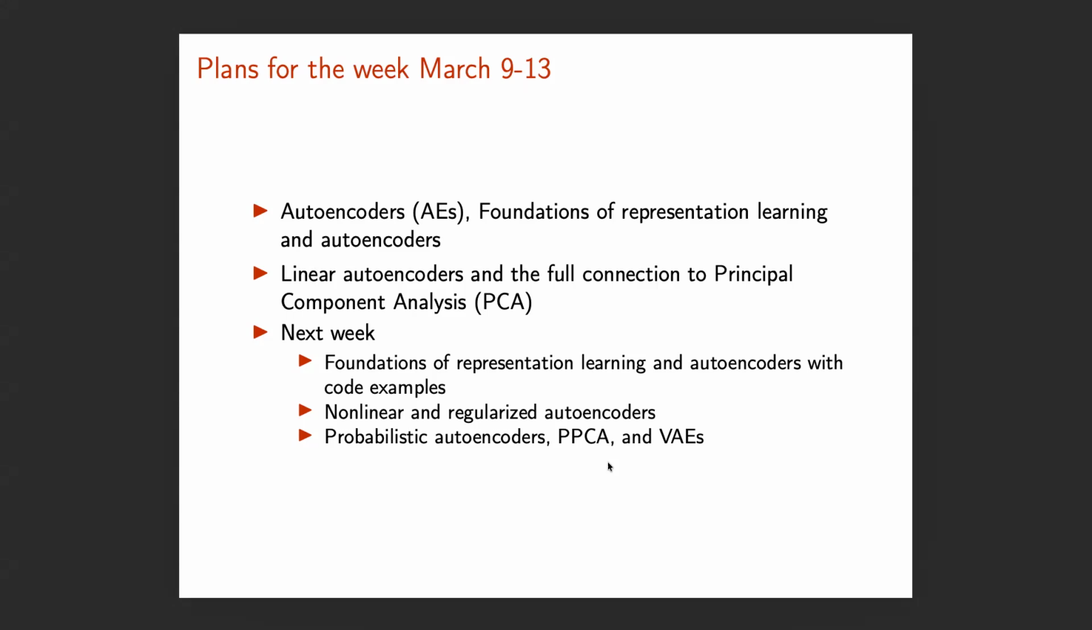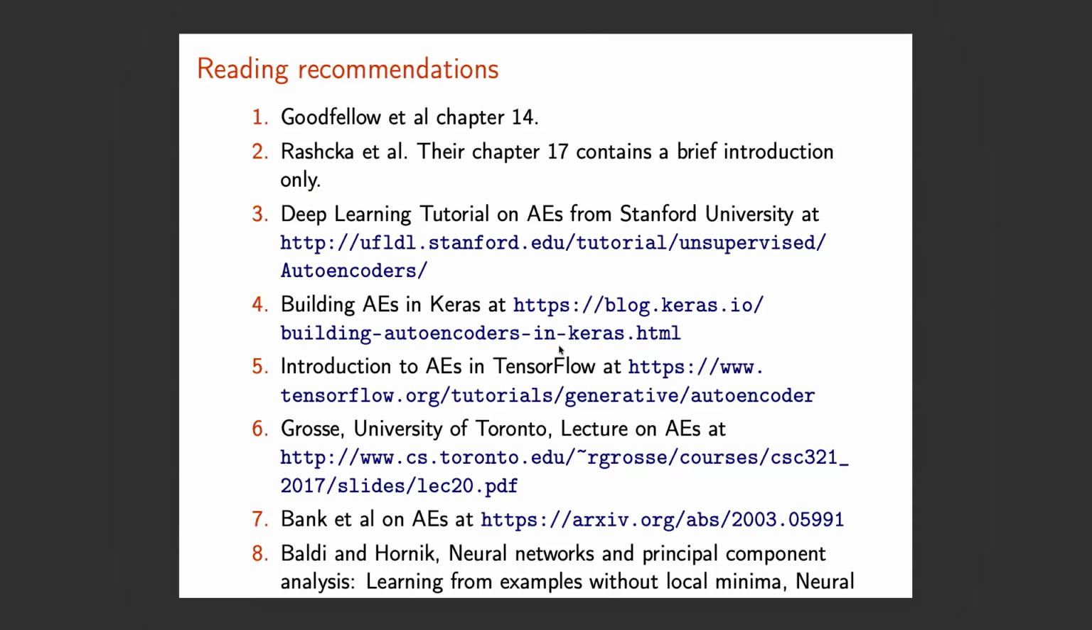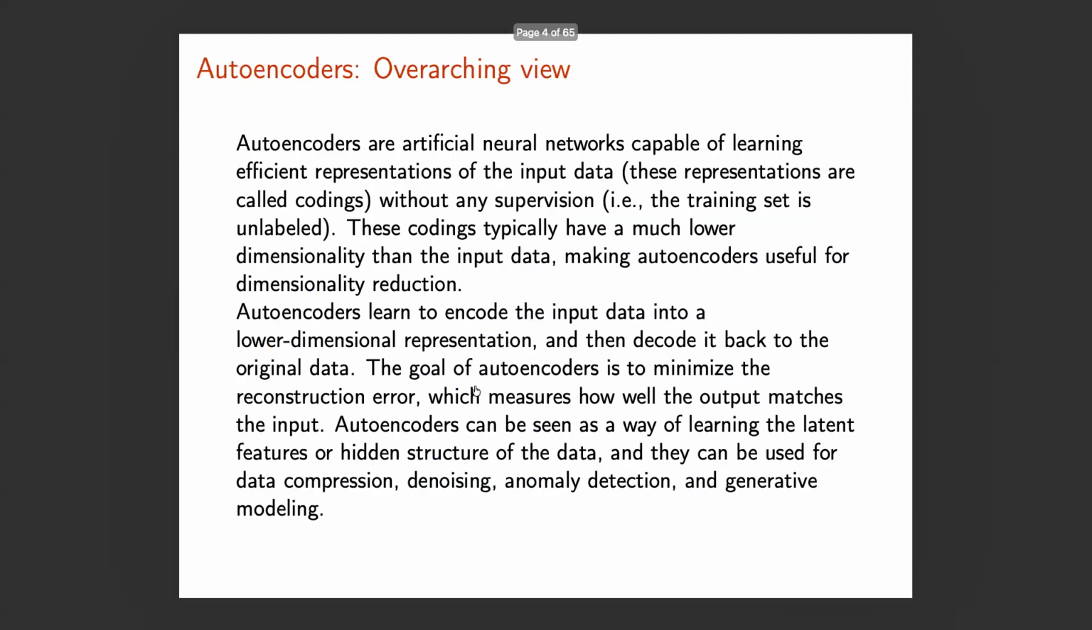Okay, any questions? So I'm going to go a little bit through the slides here, and then I'm going to jump into the whiteboard. The textbook by Goodfellow et al. is actually pretty good. Raschka has not so much, but it contains a brief introduction here. And then there are lots of nice examples on how to build autoencoders in Keras or TensorFlow, etc. Next week, we will discuss the codes. So I just want to go through the basic theory.